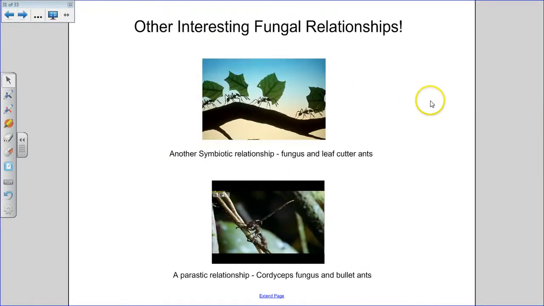There are a couple of other really interesting fungal relationships. One is the fungus and the leafcutter ants, and the other is the cordyceps fungus and how it infects. This one's parasitic, and it infects bullet ants. There are a lot of different types of cordyceps, and each of them will attack a different type of organism. I'm going to attach videos for those because they're really interesting, but they would add extra time onto this video. So you can watch them, and you might be asked just to tell briefly what happens in those relationships. Okay?